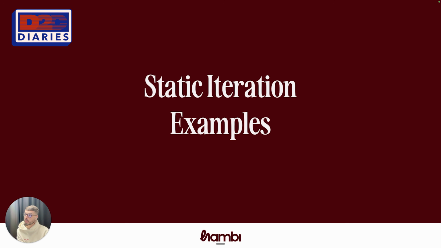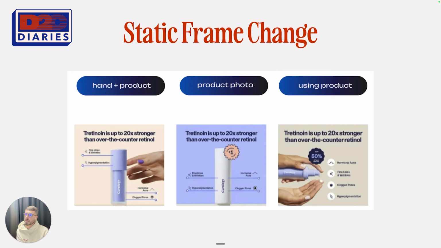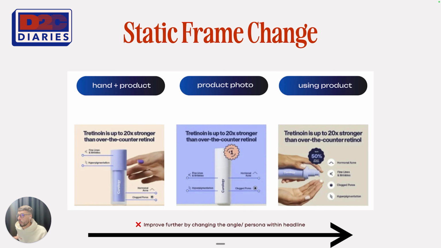So now to go through some static iteration examples. Again, this is a good example of showing how we are changing the frame, right? And this is where things like Nano Banana are going to become even more important to your team. So you're creating loads of differentiated AI image-based, product selections, holding the product, all of these different things, so we can differentiate those visuals. Although this is great and this can work, I think we could improve this further by changing angle and persona within the headlines.